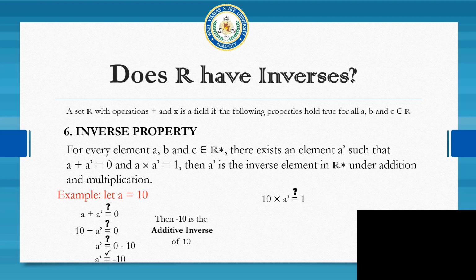How about multiplication? 10 times A prime equals 1. Solving for A prime, then we have A prime equals 1 over 10. Therefore, 1 over 10 is the multiplicative inverse of positive 10.